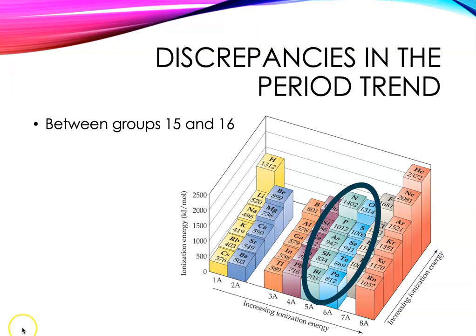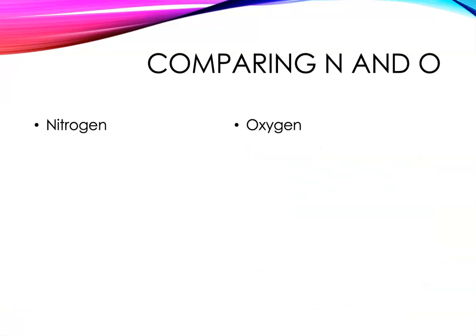Why is this? Again, to explain these discrepancies, we're going to look at the electron configurations of nitrogen and oxygen. Nitrogen's electron configuration is 1s2, 2s2, 2p3. Oxygen is 1s2, 2s2, 2p4. And this is really the key. But until we look at arrows and boxes, at orbital configuration, it's not going to be clear.